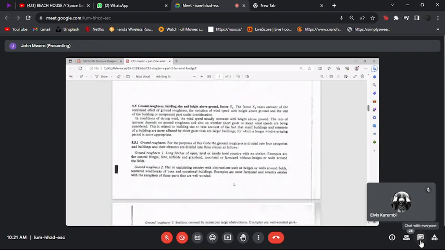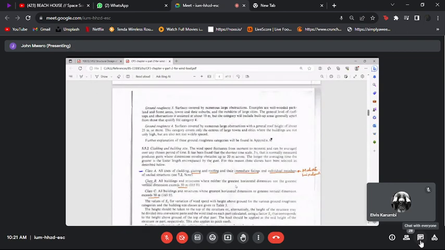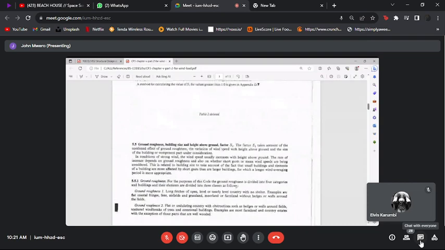And then we had also started looking at the factor S2, which deals with three items: ground roughness, building size, and height above ground. We had started talking about that.